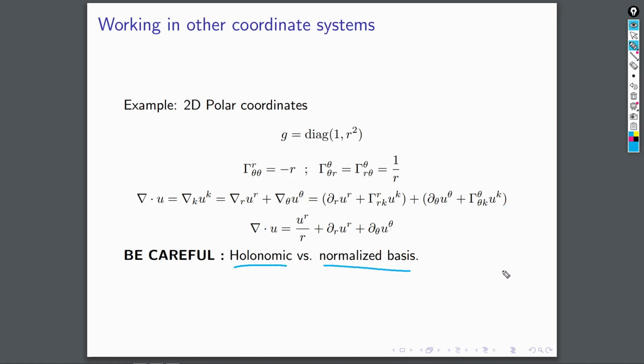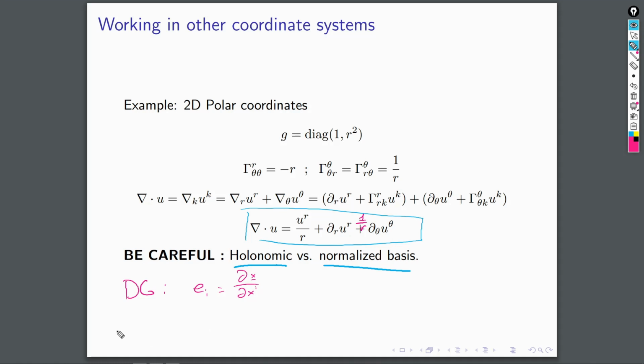Holonomic versus normalized bases, right? Because what you'll notice is that this formula is actually different than the one you'll see in vector calculus books, because in vector calculus books, you'll have the same thing, but you'll have this 1 over r in here, all right? And the reason for that is in differential geometry, okay, we define the basis vector as the derivative of the position vector with respect to that coordinate.